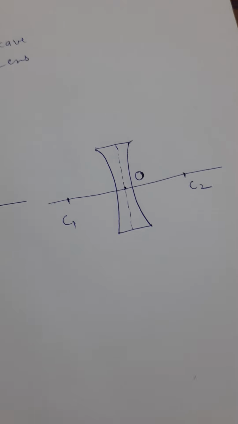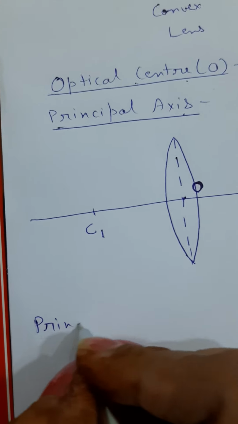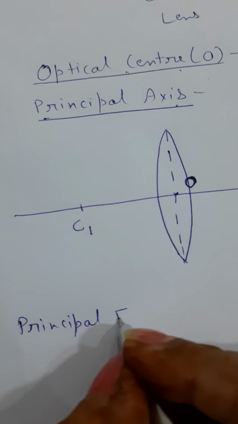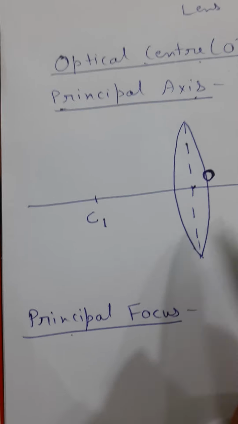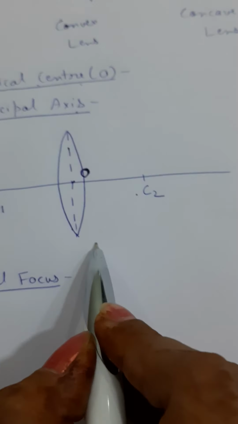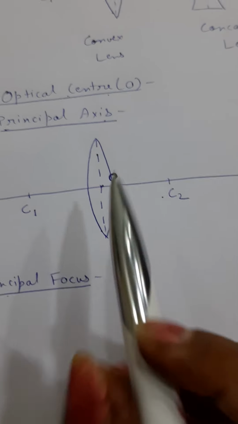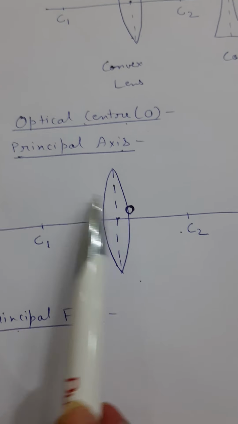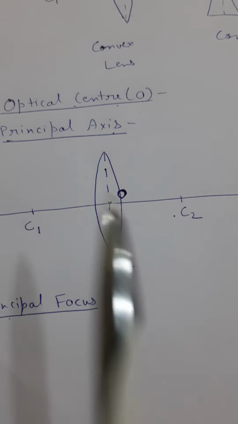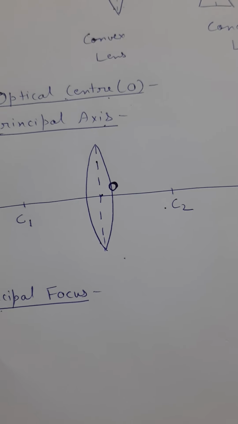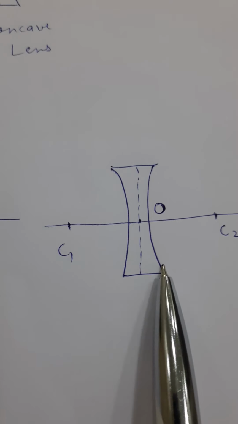After the principal axis, I would like to talk about principal focus. First I will discuss principal focus for a convex lens. The definition of focus is almost the same as for a mirror. Rays coming from infinity, which we can consider as rays coming parallel, wherever they meet, that will be the principal focus of a convex lens. And in a concave lens they will appear to meet.